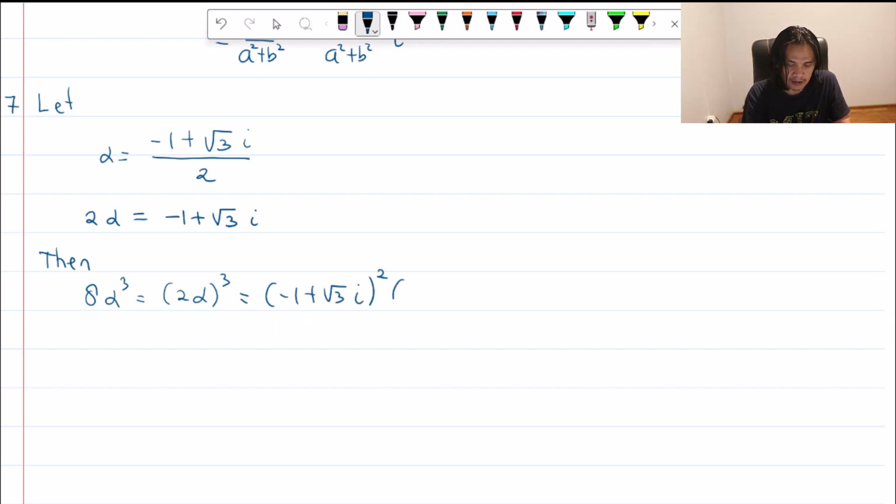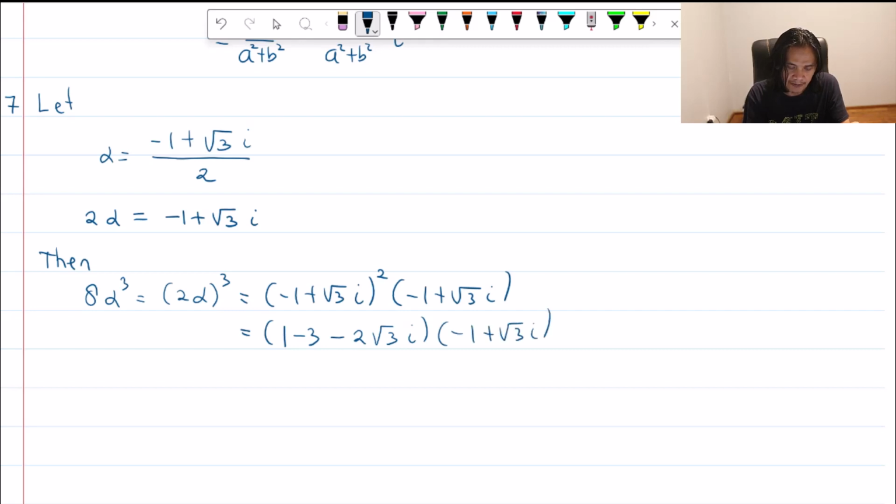So let's multiply the first 2 copies of -1 + √3i. This is equal to -1 times -1 is 1. √3i times √3i will be -3. And then we have 2 times this times that, -2√3i.